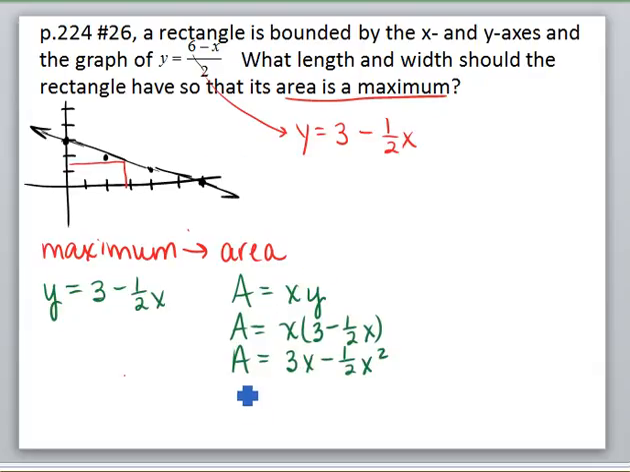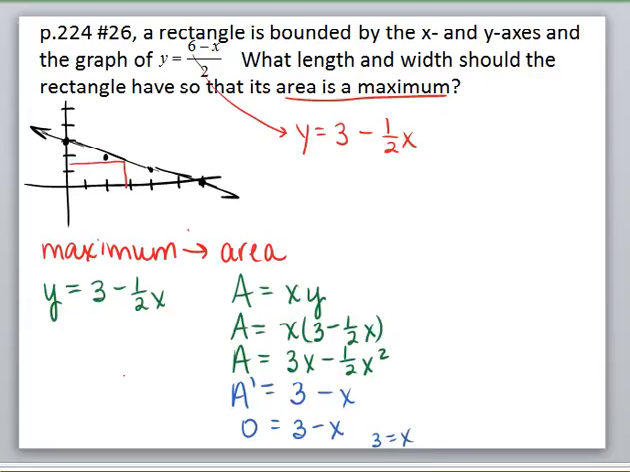Take the derivative of this, allows me to be able to find my critical numbers. So I have 3 minus, this ends up giving me x. So when I plug in 0, 0 equals 3 minus x. And my critical number then ends up being x is 3.